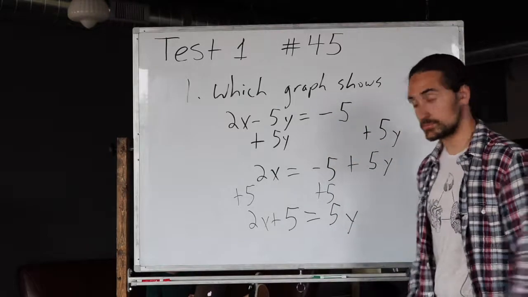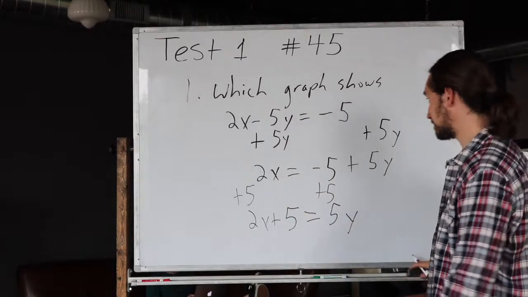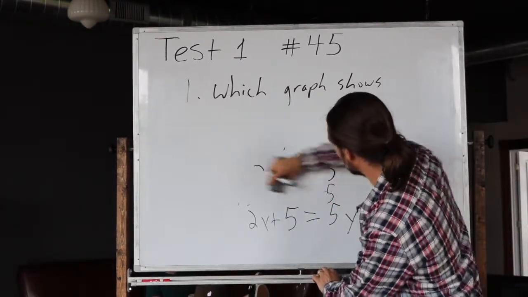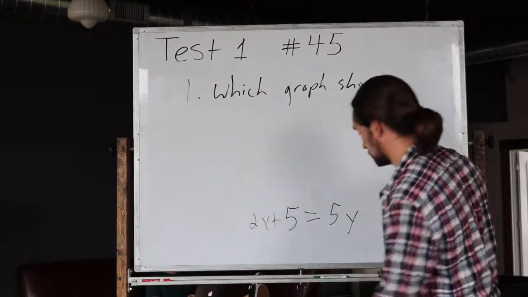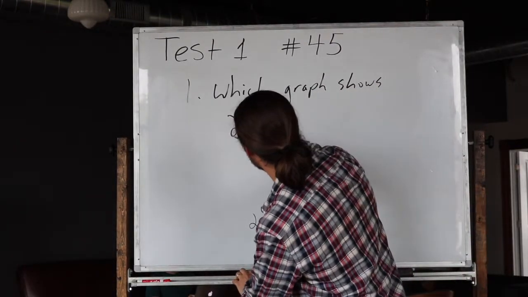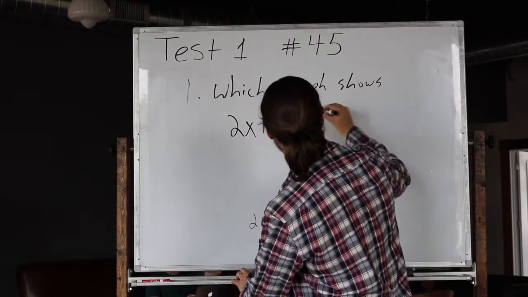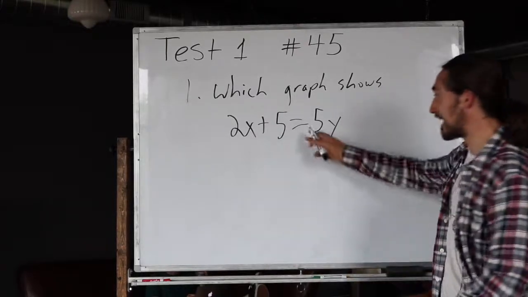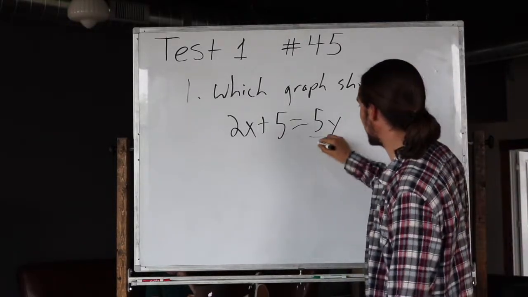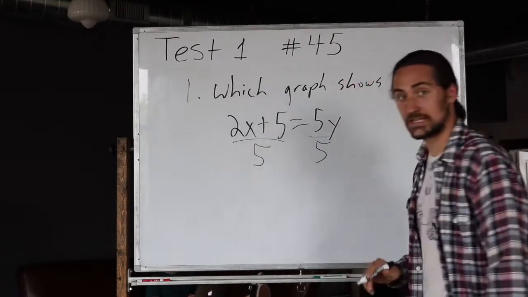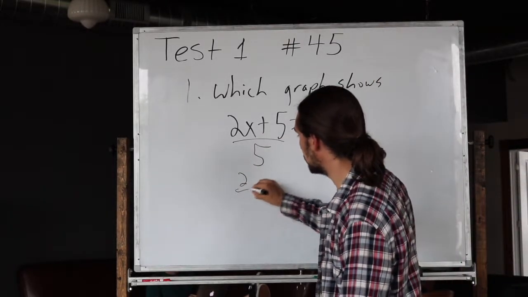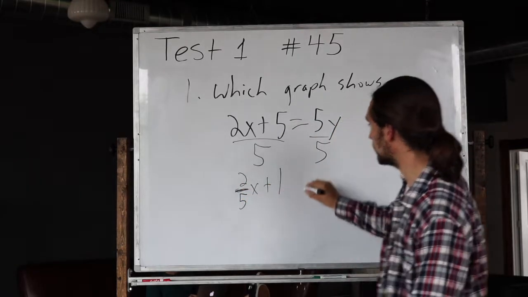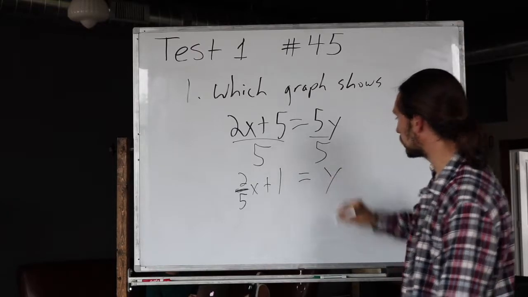Right. So once we have this, we still have one more step. And I'll write it up here so you can see it a little more clearly. Okay, the last thing we need to do here is divide by 5 across the whole thing. So we divide by 5 here, and all of this by 5. And once we do that, we get 2/5 x plus 1 equals y.